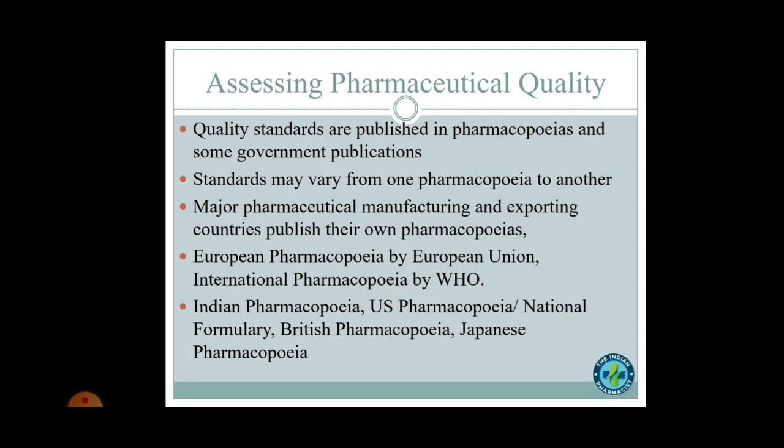But how can we assess the pharmaceutical quality of any product? Pharmaceutical quality can be defined and tested in many ways. Quality standards are published periodically in pharmacopoeias and some other government publications. Like in India, we have Indian Pharmacopoeia, or sometimes the Gazette of India, which provides detailed description of pharmaceutical characteristics and analytical techniques. Standards may vary slightly from one pharmacopoeia to another, so a particular pharmaceutical product may meet the standards of one pharmacopoeia and not those of another.